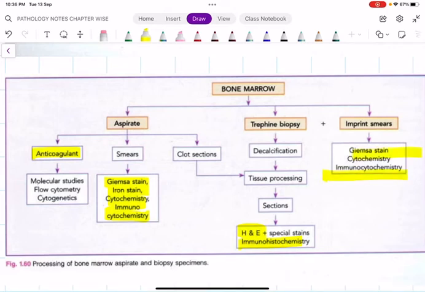I'm not discussing that now; it's not needed. Just remember two things: aspirate and trephine biopsy. Hematoxylin and eosin staining for the biopsy, and Giemsa and iron staining for the aspirate. Iron staining is a very, very important MCQ. Another important MCQ: for staging of lymphoma we always use biopsy, but for diagnosis we use aspiration. For staging purposes alone we use bone marrow biopsy.